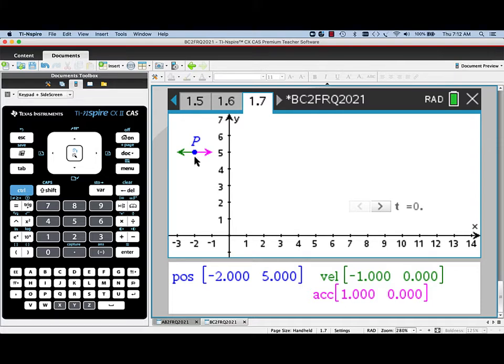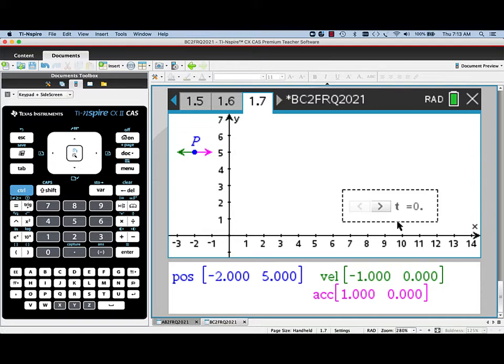Now on page 1.7 here, we have that display of point P, and here's its initial position at time 0, (-2, 5). We also have a numerical display of the velocity and acceleration vectors. Here you can see the velocity is (-1, 0), and acceleration is (1, 0). These are also graphically displayed. Notice this green arrow is representing velocity. It's pointing straight to the left and has a length of 1 unit, while the acceleration vector has a length of 1 unit but is pointing directly to the right. Here we have our slider that will control time t.